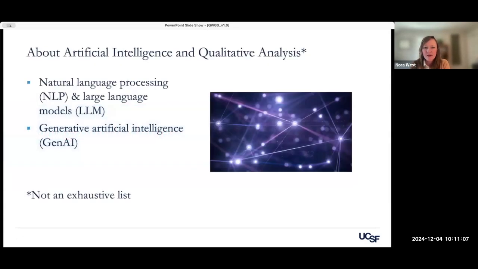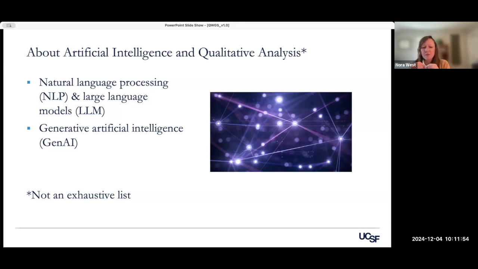But let's pull back the hood a little bit and think about what is happening with artificial intelligence and qualitative analysis. This is not meant to be a didactic lesson on AI. That's not my area of expertise, but in terms of what's being used for qualitative analysis, it's useful to understand how that's working. And so natural language processing, NLP, and large language models, LLM, are really what is being used to drive qualitative analysis. And I'll get into it a little bit more in practical terms.